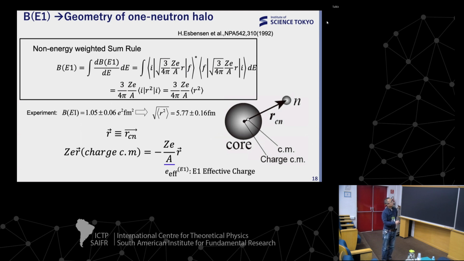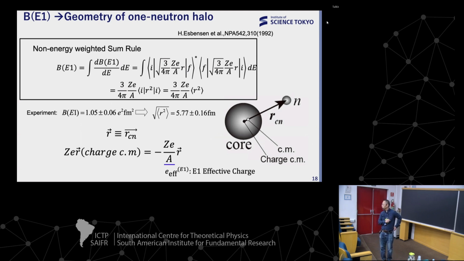So actually, one can use this E1 strength, which was like this, and then we can extract R squared between the core and the neutron. We extracted this value as 5.77 femtometers. So this is nice, no? It's very huge. The size is more than twice the core size, actually.